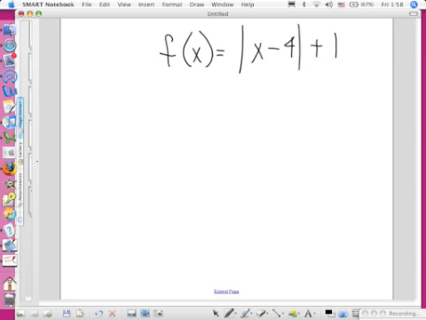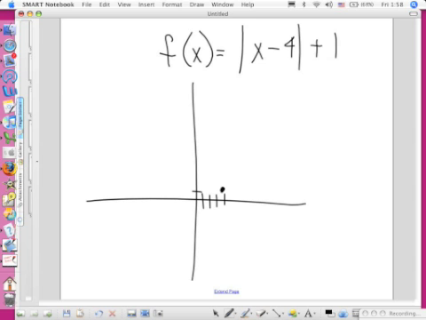Valencia. 4, 1 are the coordinates of your vertex. The opposite sign of what's in here, so +4, but then straight up, whatever this is. +4, +1 is my vertex. So 4 on the x-axis, 1 on the y-axis. There we go. 4, 1. Slope is still 1 over 1.